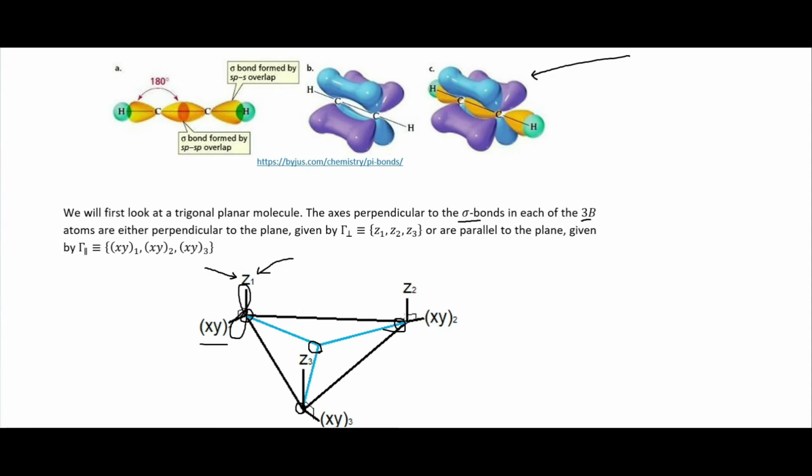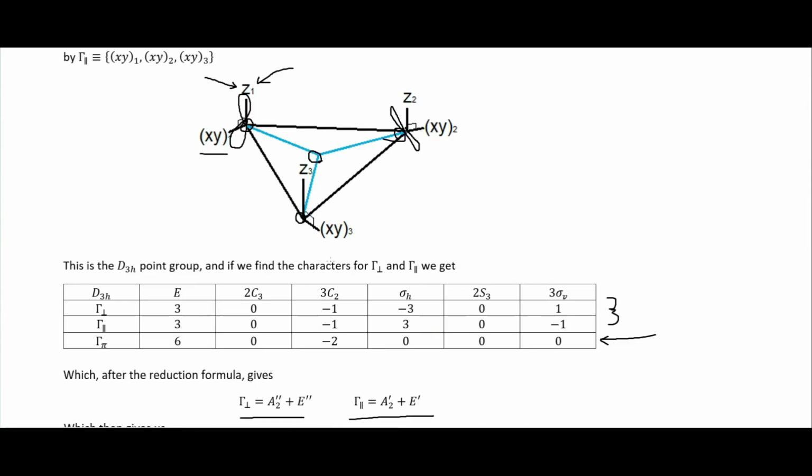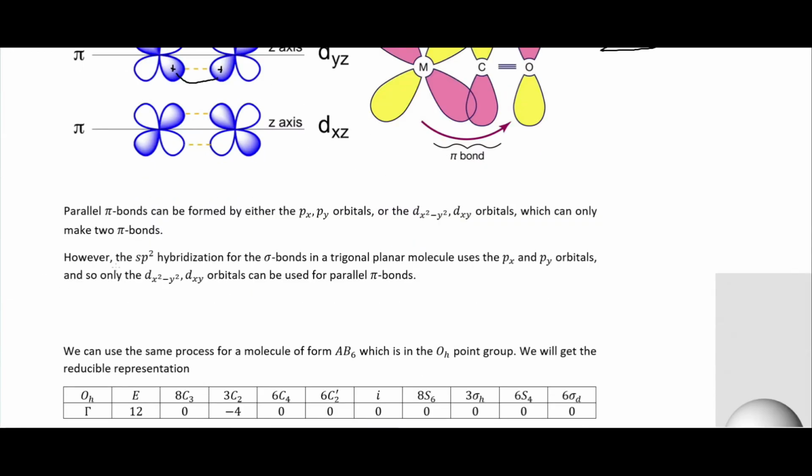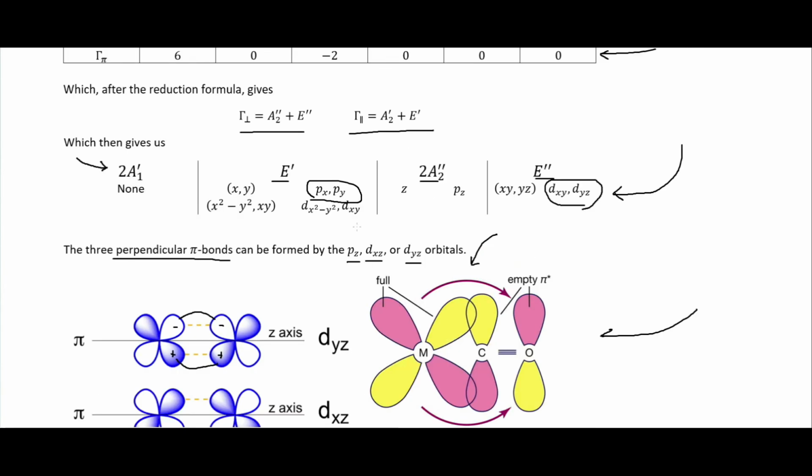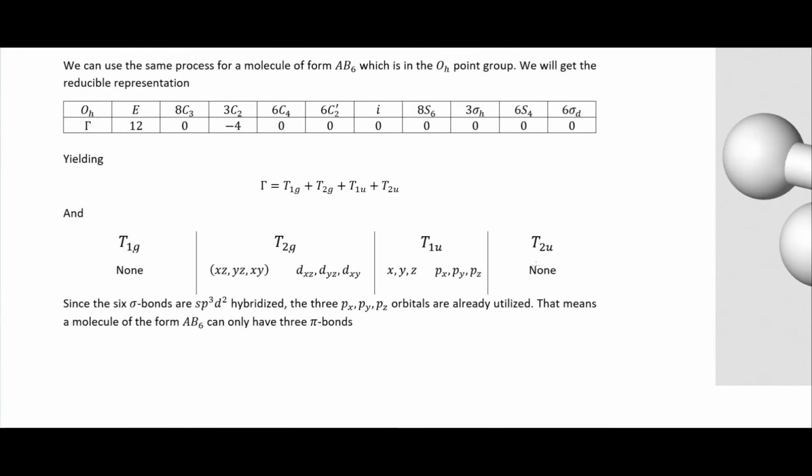where the parallel ones will be the ones that stick this way, in the plane, but not involved in the sigma bonds. However, the sp2 hybridization for these sigma bonds in a trigonal planar molecule uses the px and the py orbitals. And so only the dx squared minus y squared and dxy orbitals can be used for the parallel pi bonds. So we're saying that these ones here are already being used in the sp2 hybridization, and so we have to be using these orbitals right there.